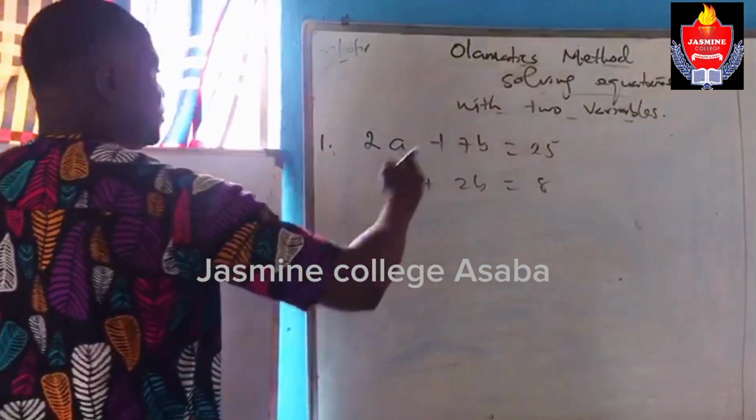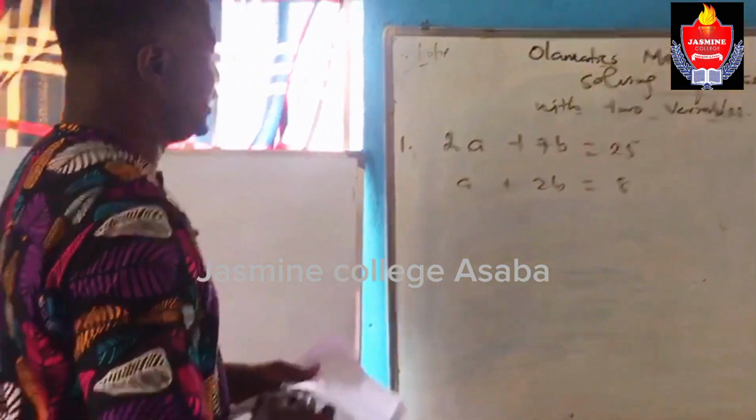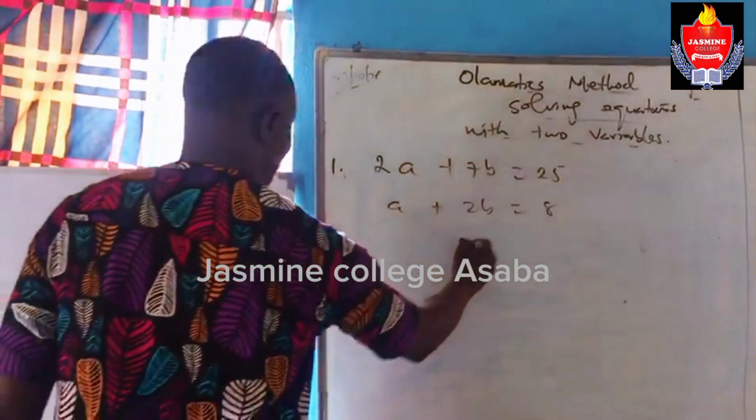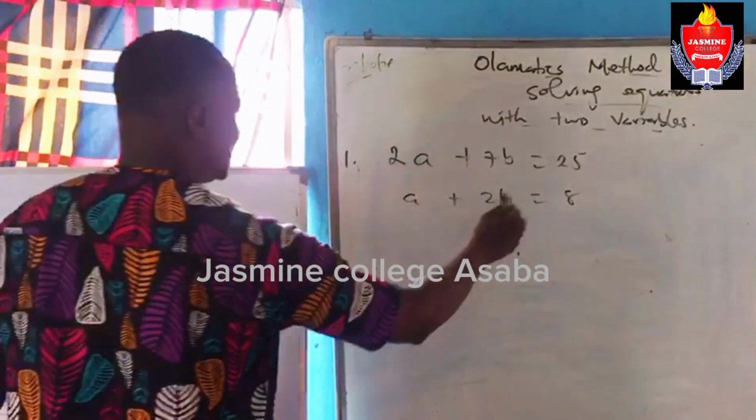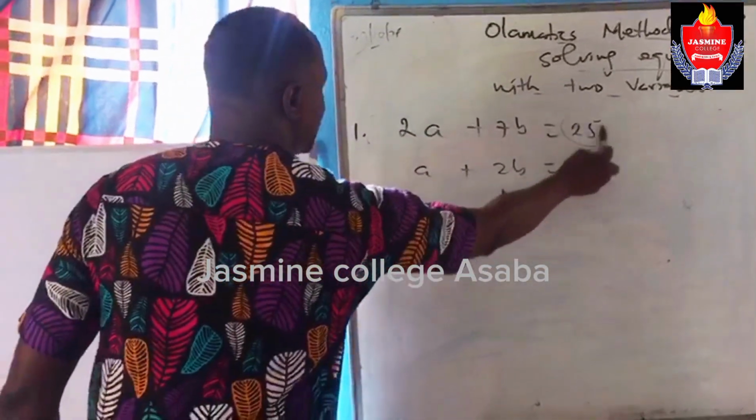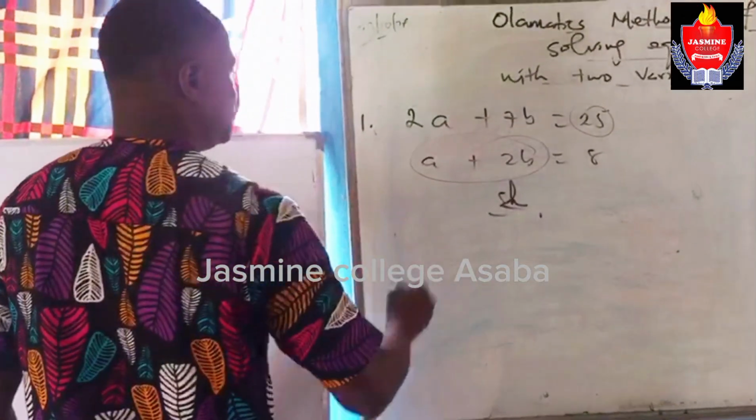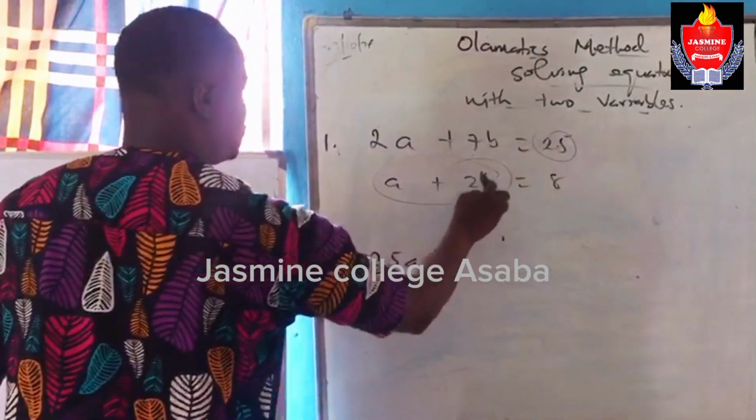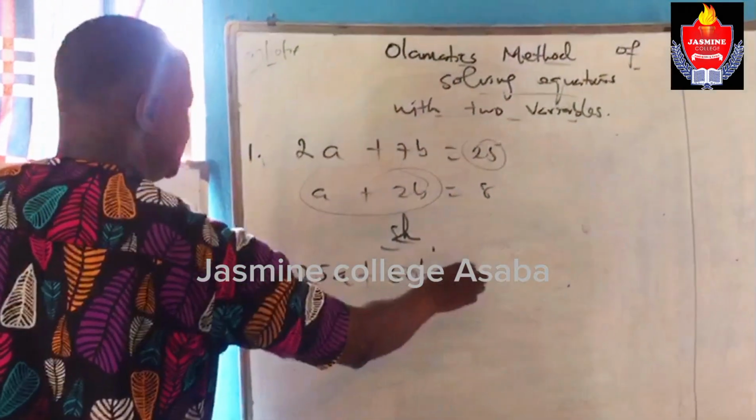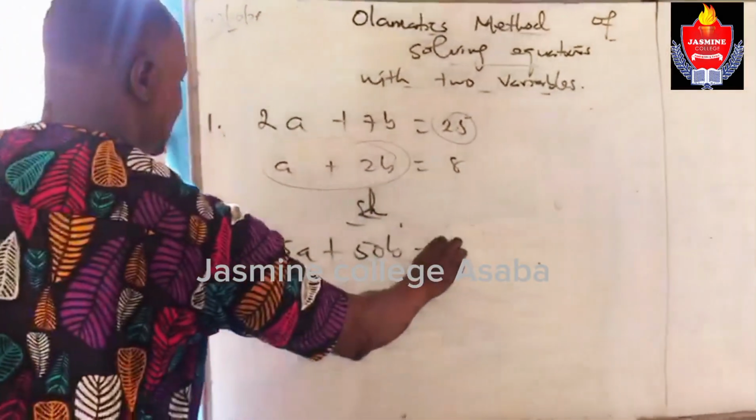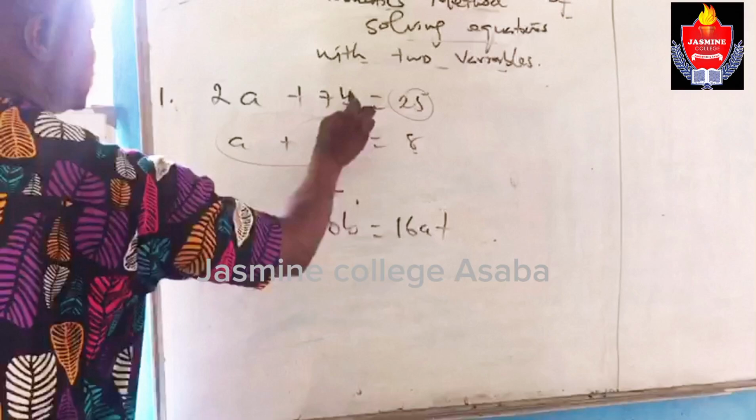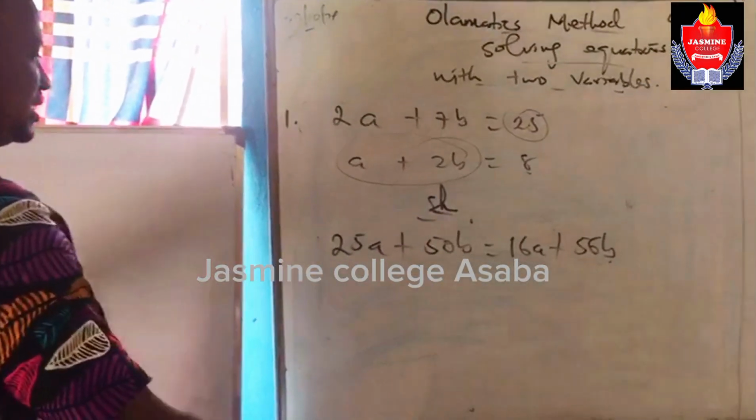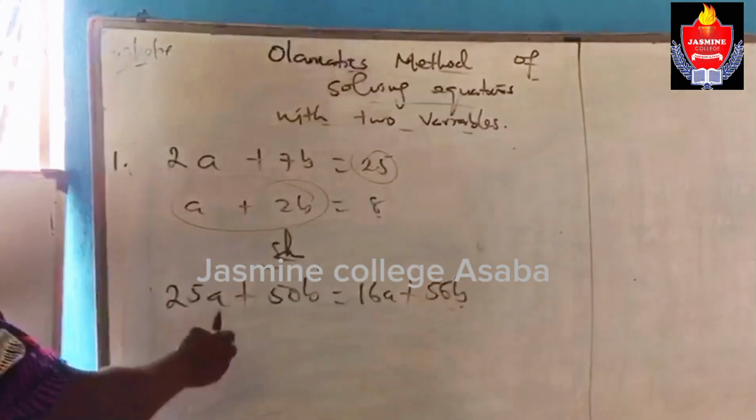Now, we have 2a plus 7b equals 25, a plus 2b equals 8. So all you need to do here using this method, Olamatics, is just to cross multiply this 25 by the whole of what you are seeing here, so that 25 times a gives 25a, plus 25 times 2b is 50b. Then 8 multiplied by 2a will give 16a. 8 multiplied by 7b should give 56b. And then around here, you'll be taking your like terms collection.